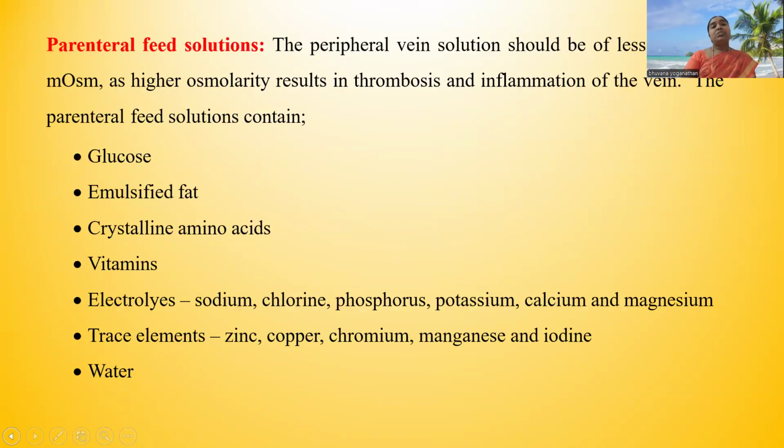Parenteral feed solution of higher osmolarity results in thrombosis and inflammation. Parenteral feed solution contains glucose, emulsified fat, crystalline amino acids, vitamins, electrolytes such as sodium, chloride, phosphorus, potassium, calcium, magnesium, and trace elements such as zinc, chromium, manganese, iodine, and water. These are the components of the parenteral feed solution.